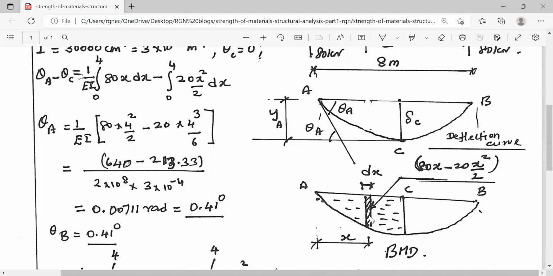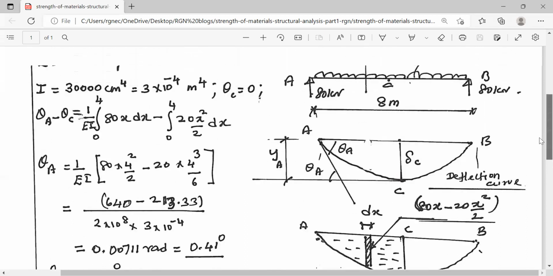This is the bending moment ordinate at any distance x: 80 into x minus 20 into x square by 2. Now, let us consider a small strip of width dx. So this elemental area is ordinate into dx. There are 2 terms: 80x into dx is one integration term, and 20x square by 2 into dx is another integration term. This will give the total area contained between A and C.